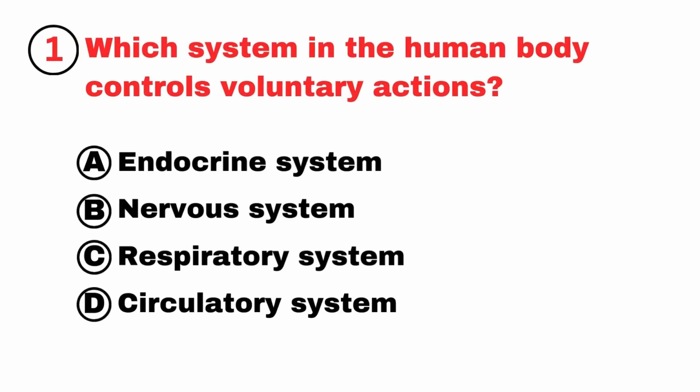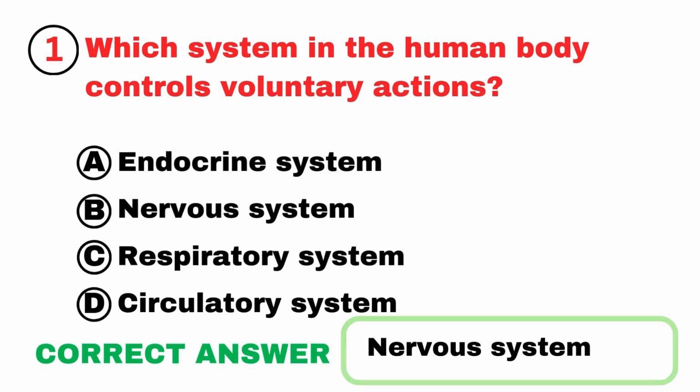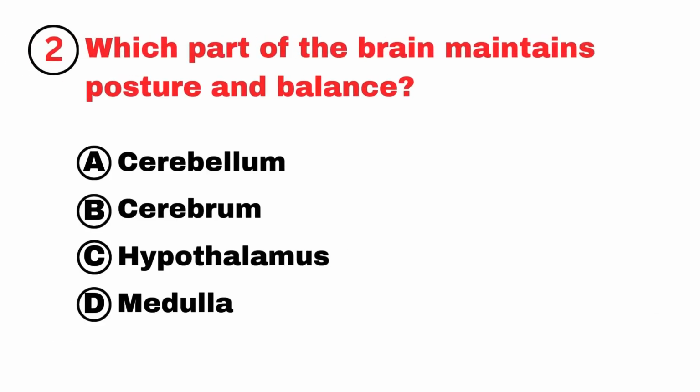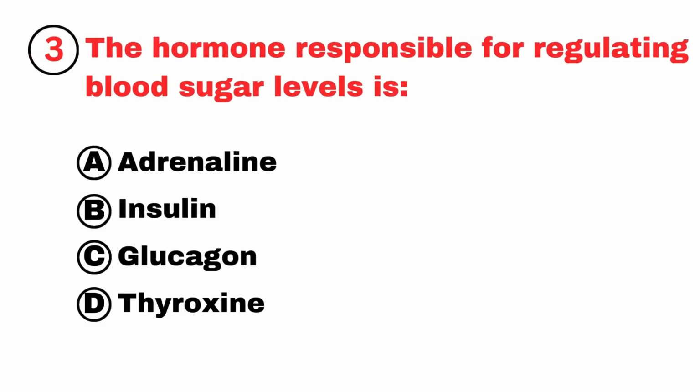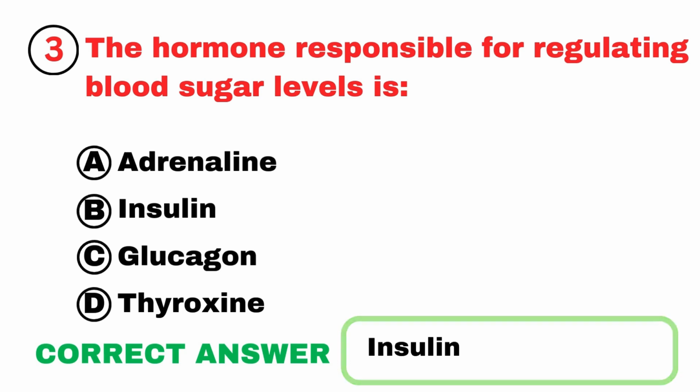Which system in the human body controls voluntary actions? Nervous system. Which part of the brain maintains posture and balance? Cerebellum. The hormone responsible for regulating blood sugar levels is insulin.